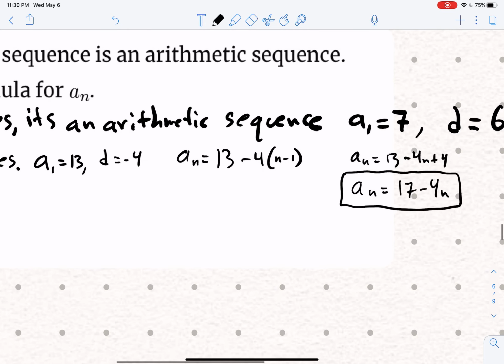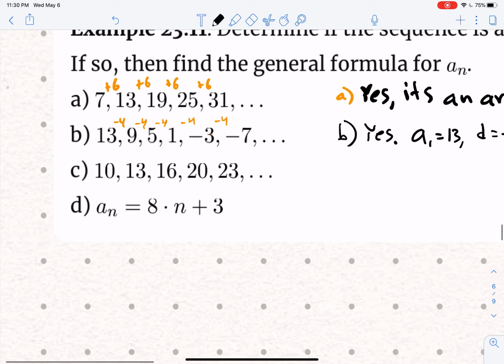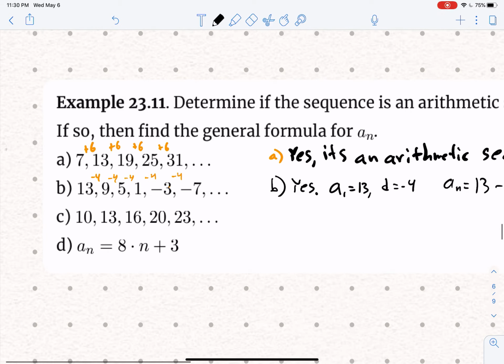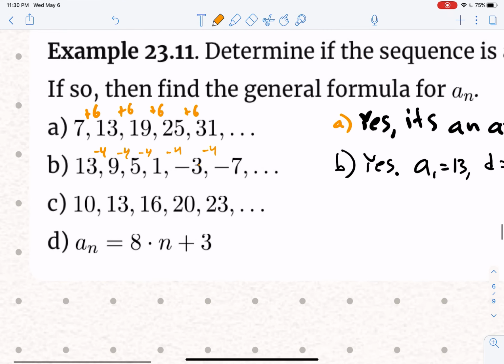Okay. Go ahead and try parts C and D on your own, and then come back and we'll do them together. Here we go. So, C. Let's start by just looking at the differences. From 10 up to 13 is plus 3. From 13 up to 16 is plus 3, looking good. From 16 up to 20, however, is plus 4. And then from 20 up to 23 is plus 3 again.